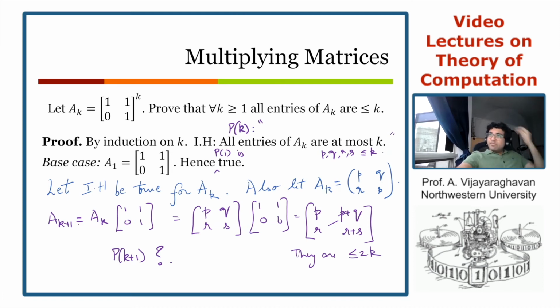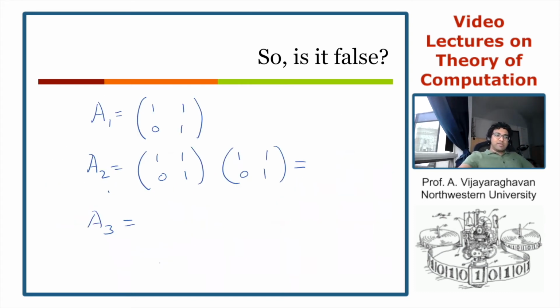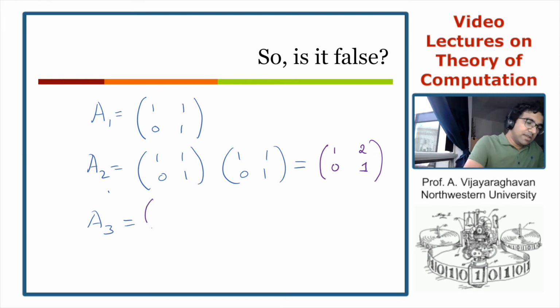Let's actually evaluate A^k for a few values of k and try to see what happens. A1 is actually just 1, 1, 0, 1. A2 is 1, 1, 0, 1 times 1, 1, 0, 1. I'm just going to multiply out these matrices. This is 1 times 1 plus 1 times 1, which is 2. Then you have 0 times 1 plus 1 times 0, which is 0. Then similarly, this will be 1. So good, that's A2. Now A3 is 1, 2, 0, 1 times 1, 1, 0, 1.